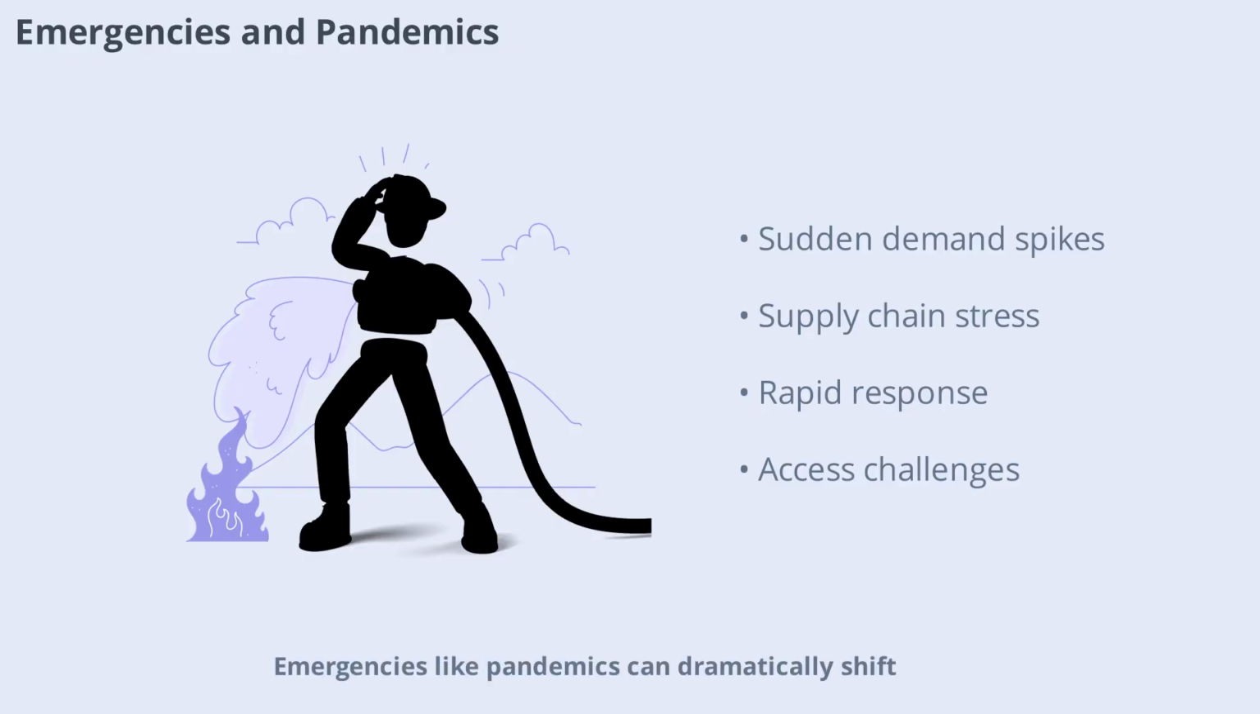Emergencies like pandemics can dramatically shift supply and demand in the medical market. Sudden spikes in demand for care, equipment, and medications can overwhelm supply chains and healthcare systems. Governments and organizations must respond quickly to balance these forces and ensure access to critical services. The COVID-19 pandemic is a recent example of these challenges.